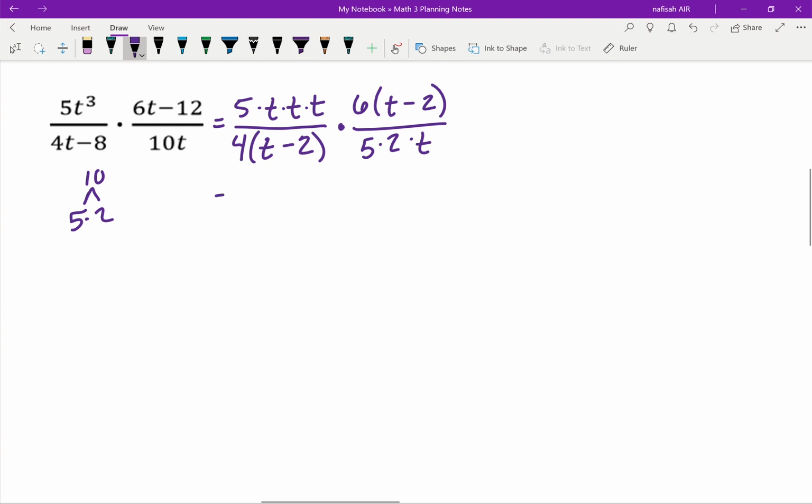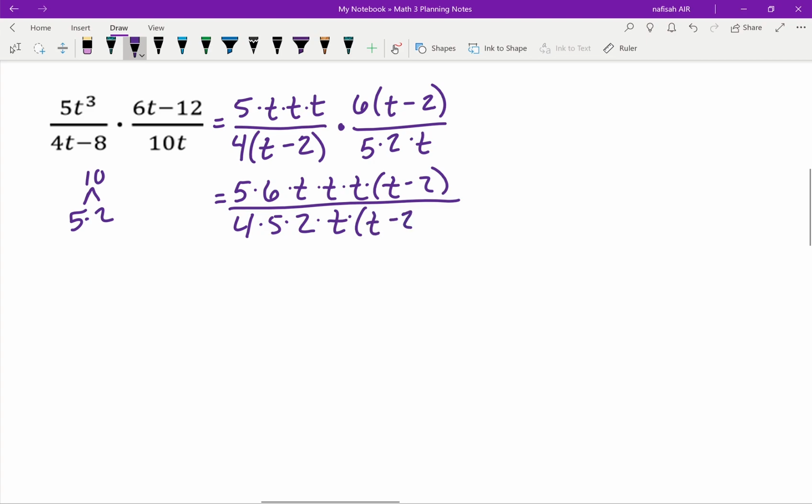We're going to multiply them, which means put the numerators together, put the denominators together. I like to put my parentheses, the factors that have parentheses, I like to put them in the back. So I'm going to have my 5 times 6, and then I have 3 t's, and then I have a t minus 2 divided by, I have a 4 times 5 times 2, I have a t, and I have a t minus 2. I'm now at the step where I'm going to figure out, whoa, I'm looking at something.